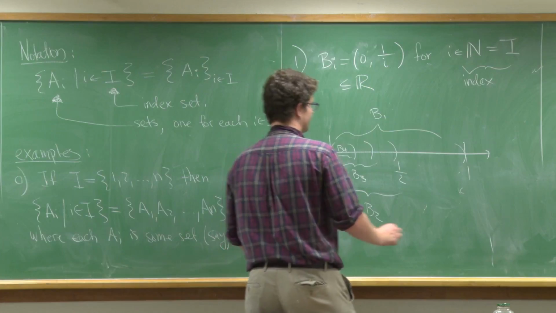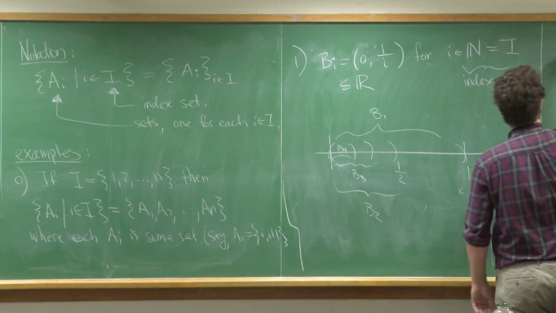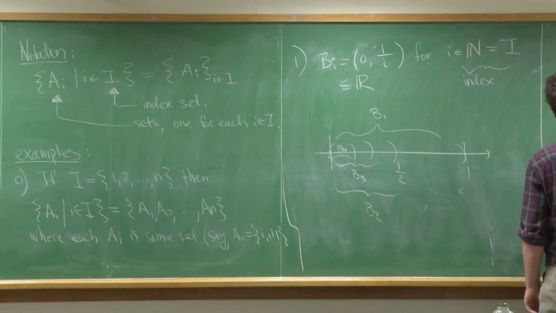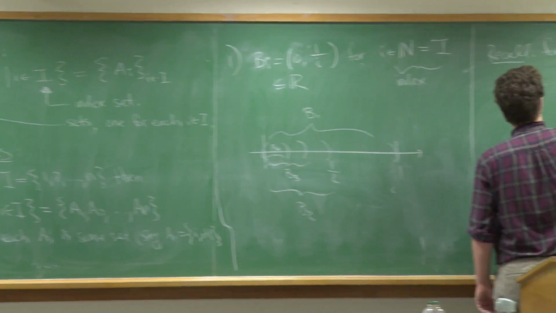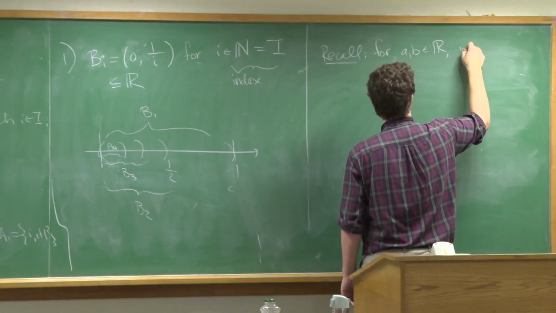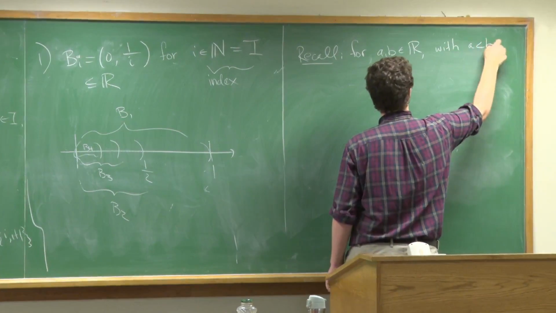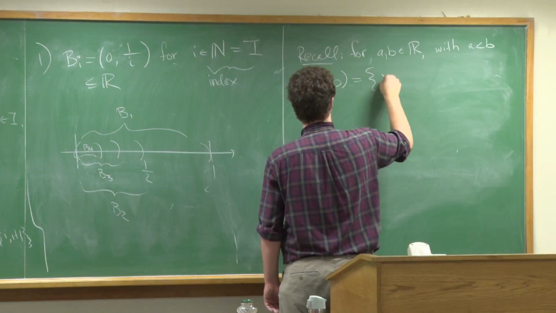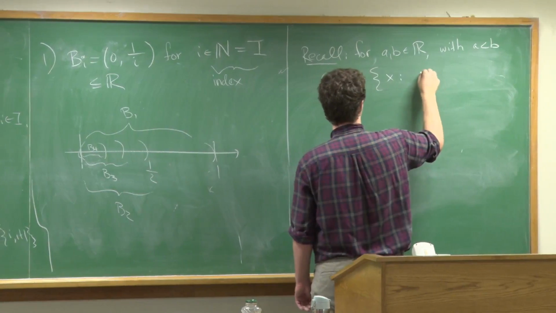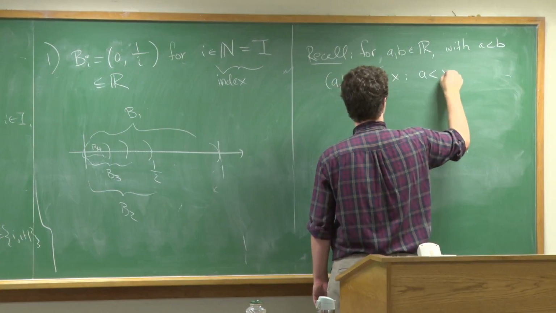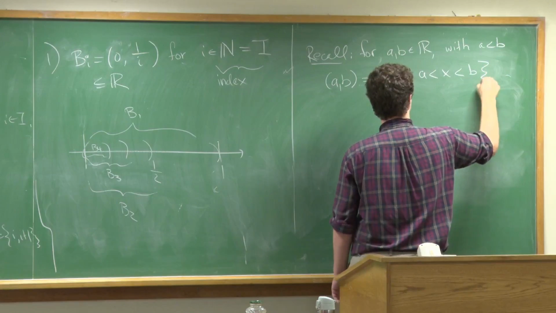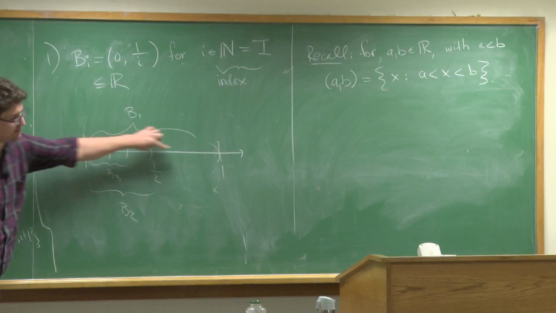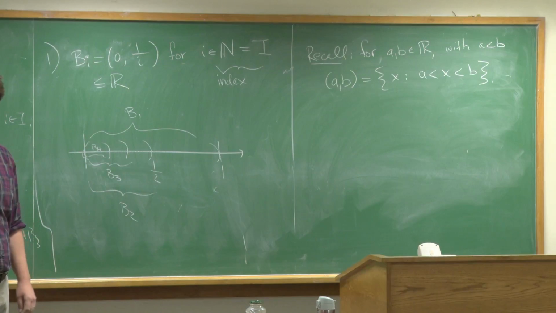So I just want you guys to recall for a second, for a, b real numbers with a less than b, by (a, b) I just mean the set of x such that x is in between a and b. Okay, so that's what I mean, right? So this is just this interval like so. Okay, does that make sense? Yeah.